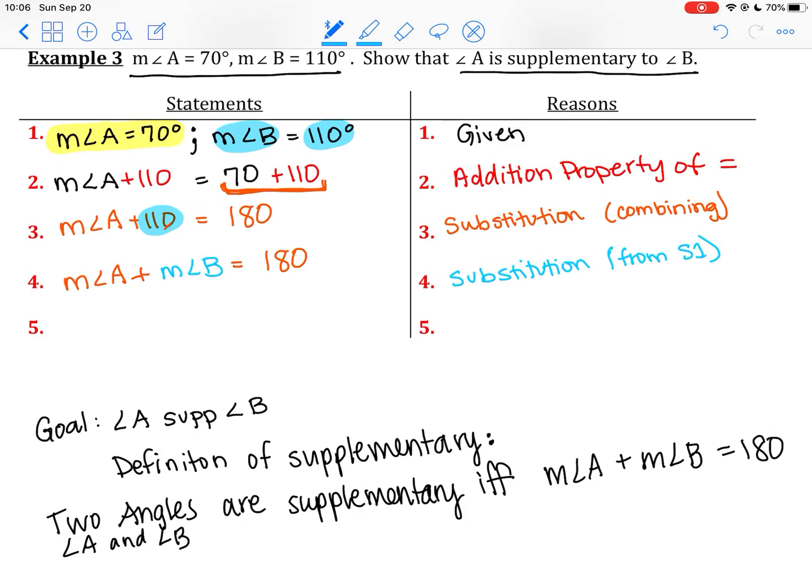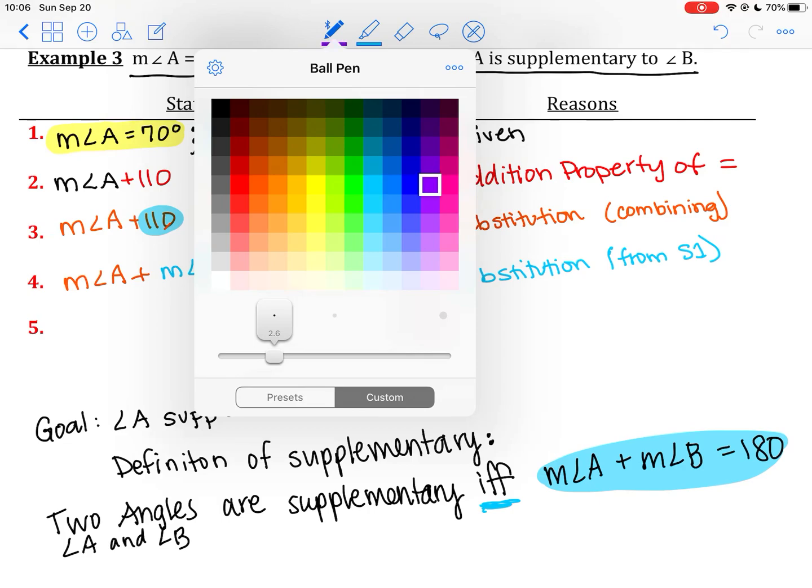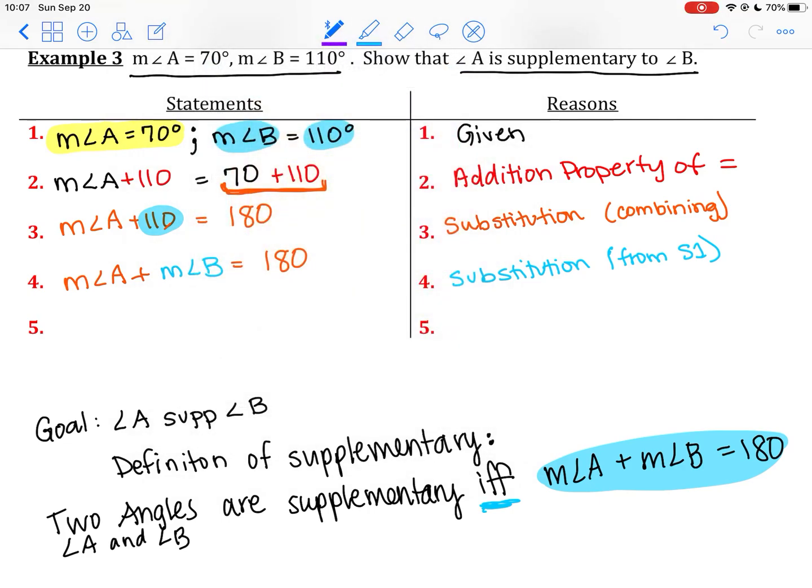All right, now that I have that the measure of angle A plus the measure of angle B equals 180 degrees, that's familiar because that's part of this definition. Since this definition is biconditional, it says that I can use it either way. So since I know that the measure of angle A plus the measure of angle B is 180, now I can say that angle A is supplementary to angle B, which was my goal. And the reason I can say that is right here. It's this definition of supplementary.